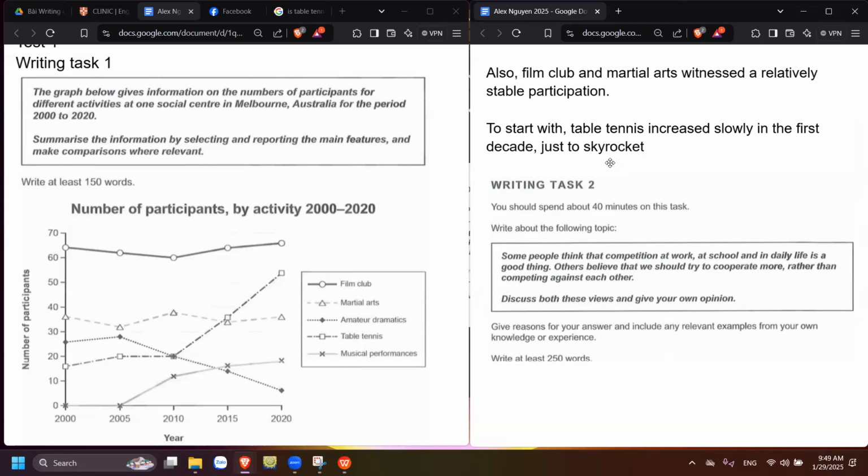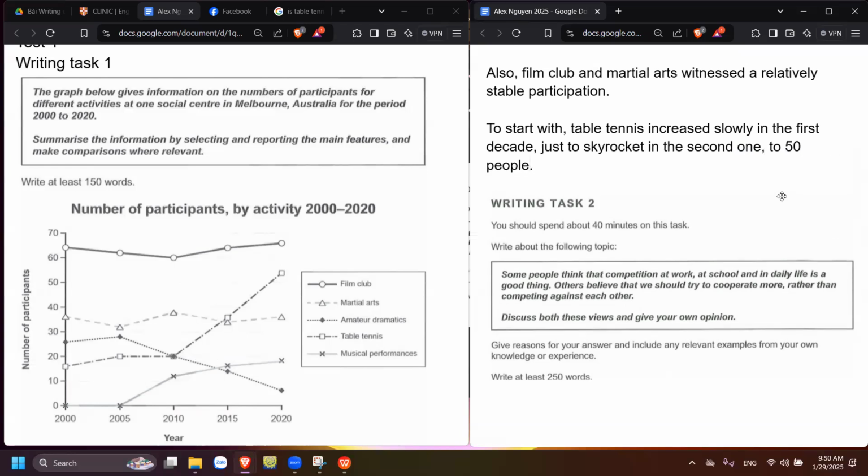In the second one, because we mentioned decade before, one here means decade. Just to skyrocket in the second one, and then I think it's worth mentioning some numbers here at the end. So just to skyrocket in the second one to 50 people. Okay, what else?